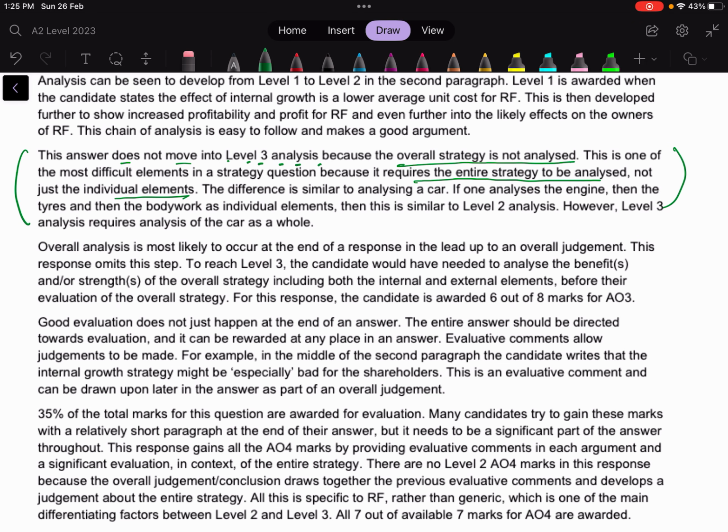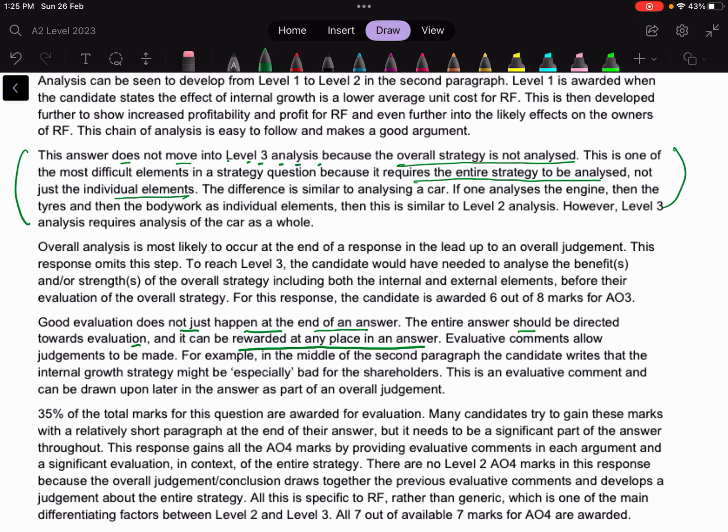Another misconception I would like to debunk is that evaluation is not something that you do at the end. Even the answer tried to evaluate each of its arguments alongside the paragraph and not just wait for all the evaluative comments to be piled up and written in the last paragraph. So good evaluation does not just happen at the end of the answer. The entire answer should be directed towards evaluation, and it can be rewarded at any place in the answer.